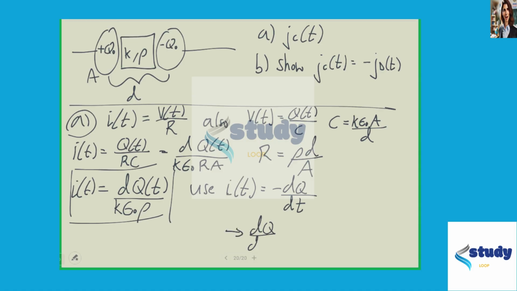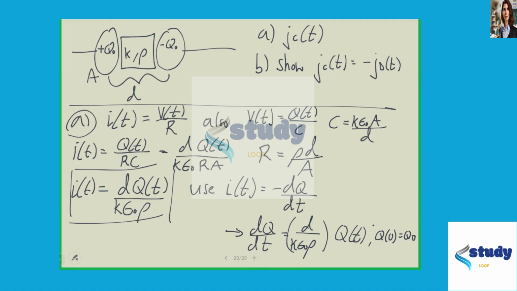So the differential equation we have is dQ/dt equals, now I realize this D there is confusing, so I'm going to write it like this: D over K epsilon naught rho times Q of t. So this D is not like a differential d, it's this distance D. Okay, so that's a differential equation, and the initial condition is that Q at 0 is Q naught, right? That's the initial charge up there.